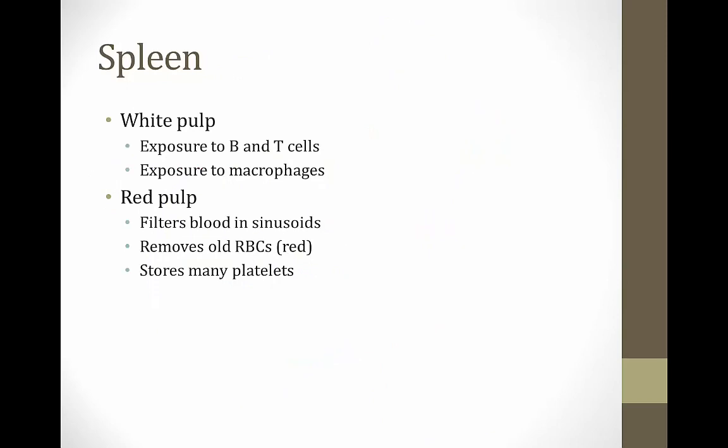Let's talk in general about what the two different portions of the spleen, the white and red pulp, do. In the white pulp, the blood is exposed to B and T cells, which can be activated if antigens are present. And in addition, there are macrophages found in the white pulp that can perform phagocytosis. In the red pulp, blood gets filtered through the sinusoids, and these are very important for removing old red blood cells. And this is why the red pulp is red, because of all those red cells in the red pulp. In addition, many platelets are stored in the red pulp. About 30 or 40% of your platelets are stored at any point in time in the spleen.